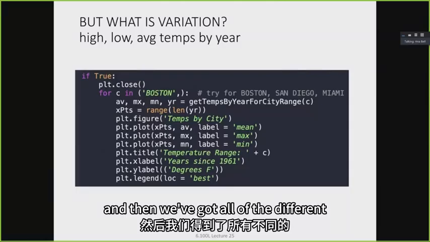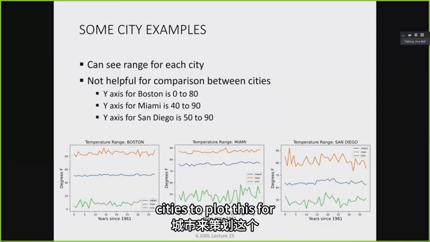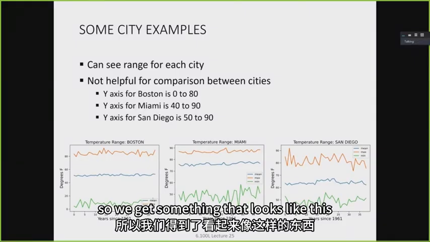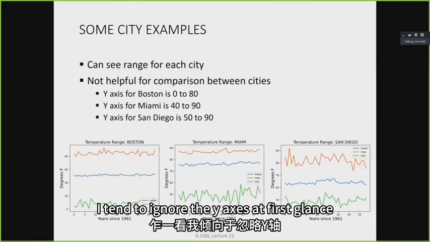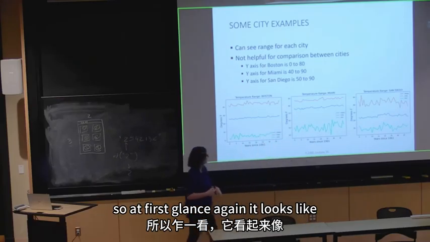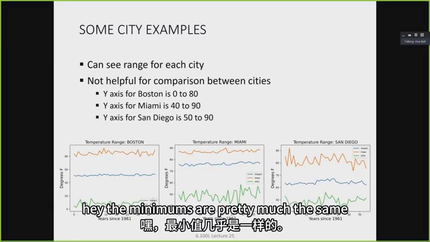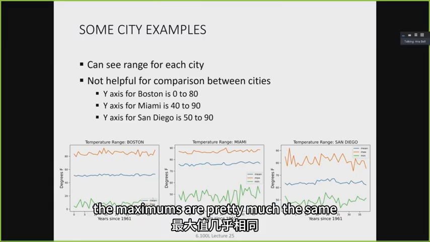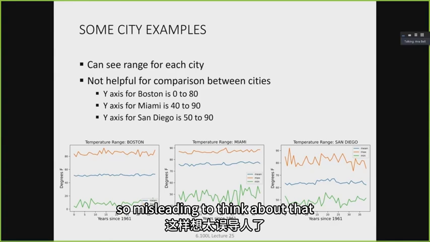And then we've got all of the different cities to plot this for. So we get something that looks like this. Again, at first glance, I tend to ignore the y-axis at first glance. So at first glance, it looks like, hey, the minimums are pretty much the same, the maximums are pretty much the same, averages are pretty much the same. So it's misleading to think about that.